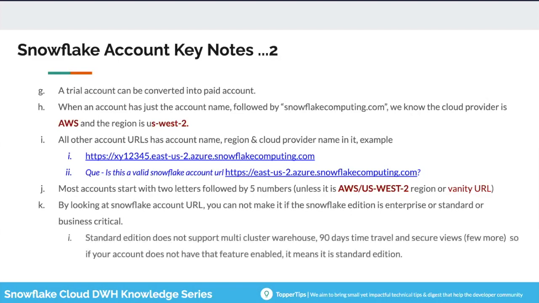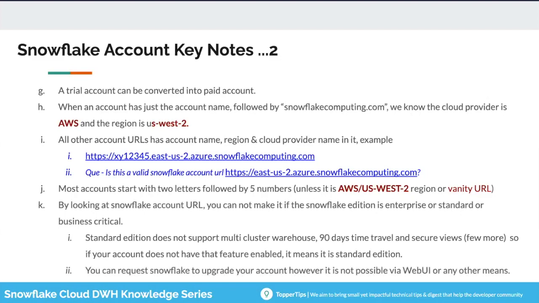Standard edition does not support multi-cluster warehouse, 90 days time travel, and secure views. So if your account does not have those features enabled, it means it is a Standard edition. That is a trick you can apply when you go to the warehouse creation. If you do not see the elastic one, it means you are right now on the Standard edition.